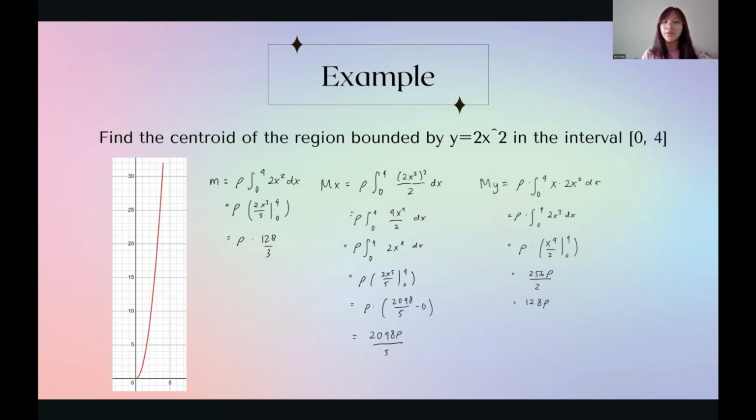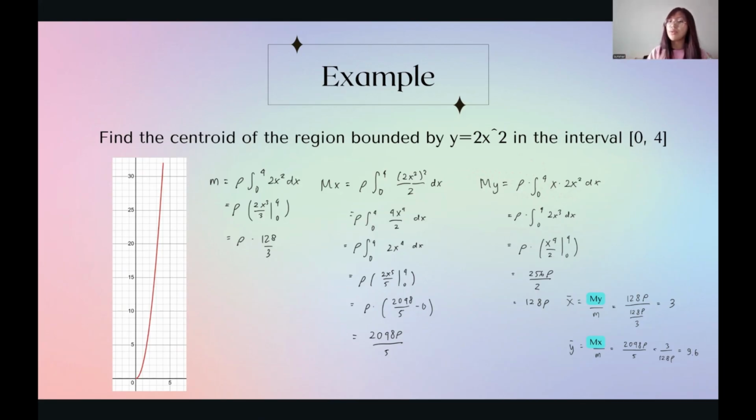Now we can do the same thing for the moment along the y-axis, and we can see that the moment is 128 times the density of the plane. Now we can plug in the formula from the previous slide to find the center of mass of the actual plane. So x bar is equal to the moment along the y-axis divided by the total mass. So it's equal to 128 density divided by 128 density over 3. We can see that the density doesn't actually play a part in the center of mass, as it's fully cancelled in the equation. So now we can see that x bar is equal to 3.